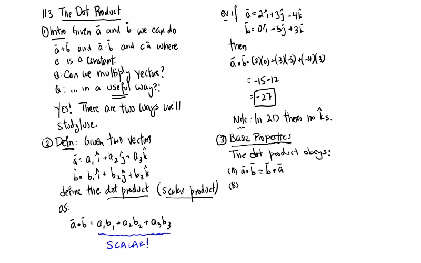So the second rule is distribution. If I take a vector A and I dot it with, say, B plus or minus C, I can distribute the multiplication over the addition or subtraction.